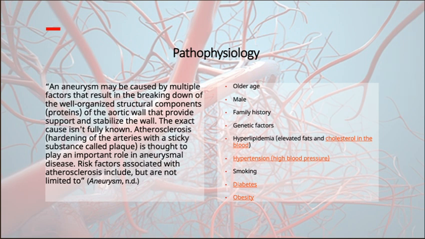There's also conditions of inflammation of the aorta, such as syphilis or vasculitis, that can lead to aneurysm formation over time. Physical trauma, such as severe injuries, particularly those that involve the chest or abdomen, can damage the aorta and lead to an aneurysm over time.